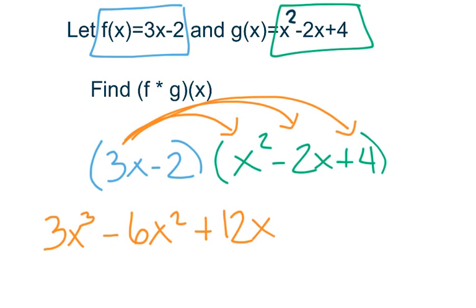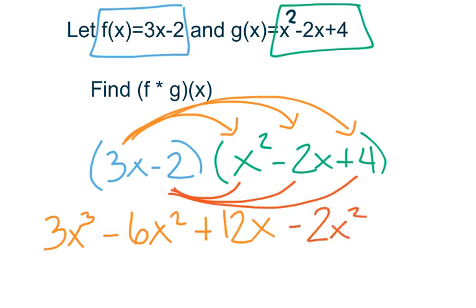We have not done the negative 2 yet. So I'm going to distribute negative 2 to everything in the second function. So a negative 2 times an x squared is a negative 2x squared. A negative 2 times a negative 2x is a positive 4x. And a negative 2 times a positive 4 is a negative 8.